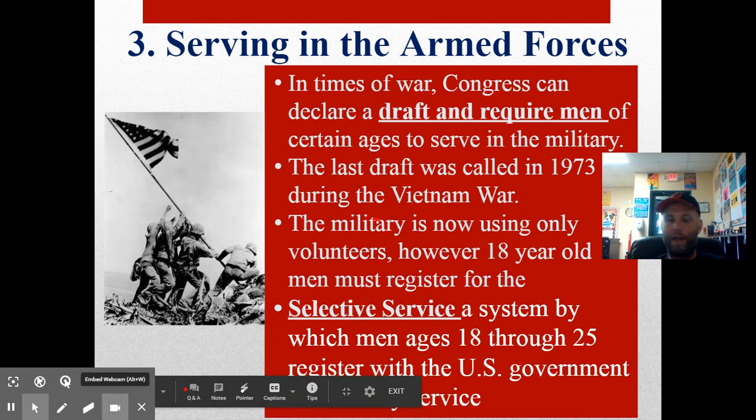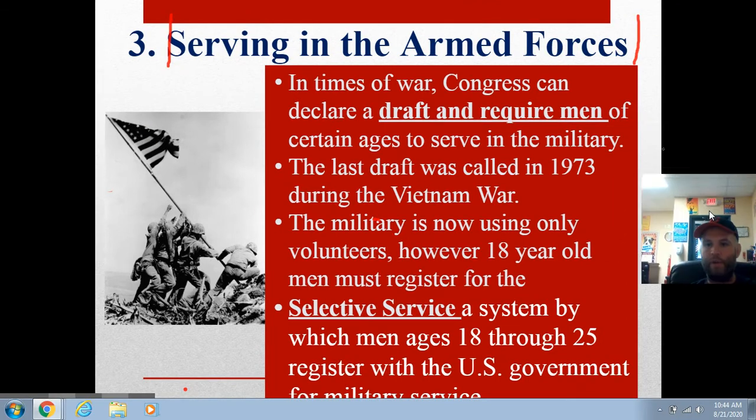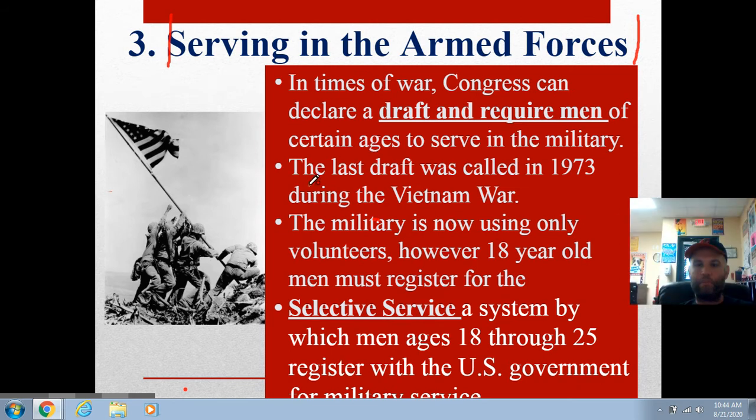Okay, so you don't have to do mandatory service in this country, but if called upon, you do. So you can write down on the right, serving in the armed forces. And there is a vocab word here that you need to know. In this country, in times of war, we can institute what's called a draft, a military draft. You don't have to write that down. I'll tell you what you need to write down in just a second.